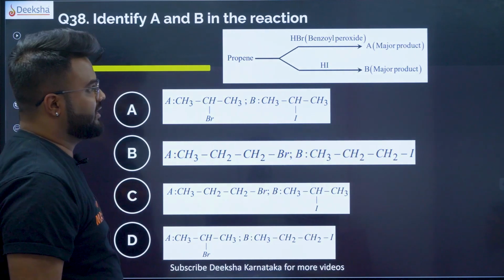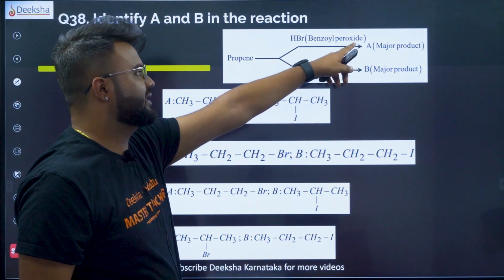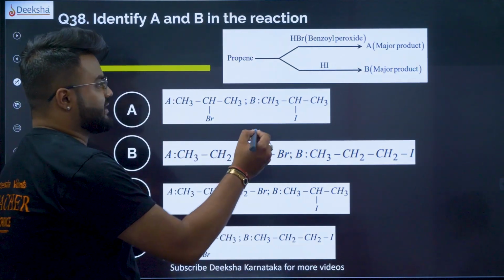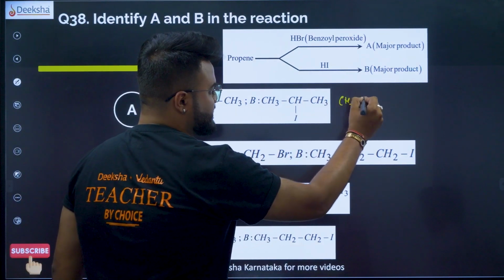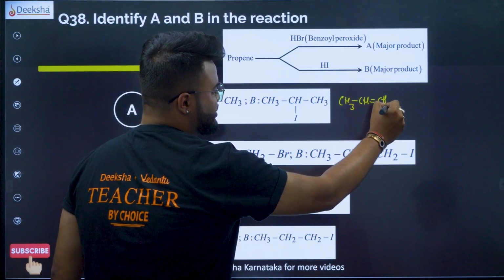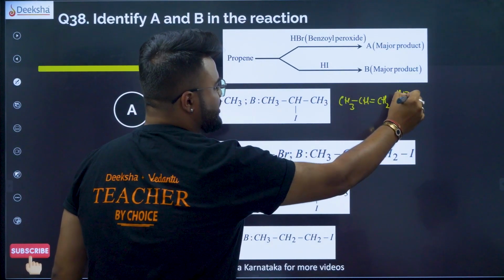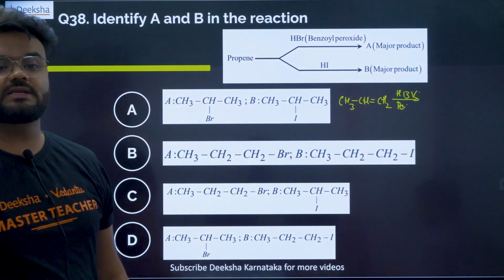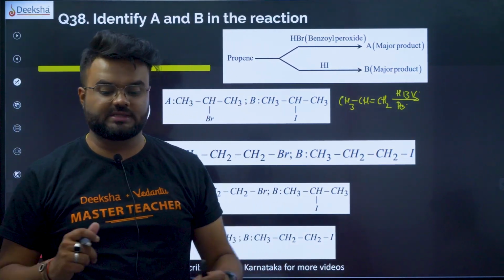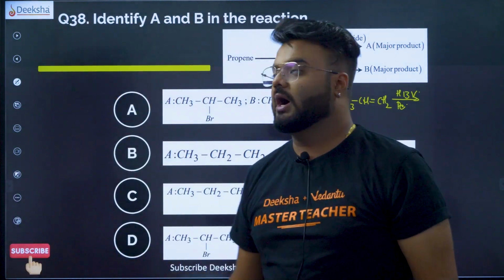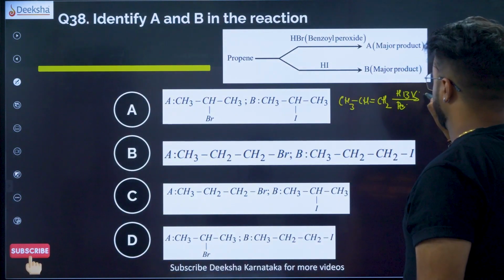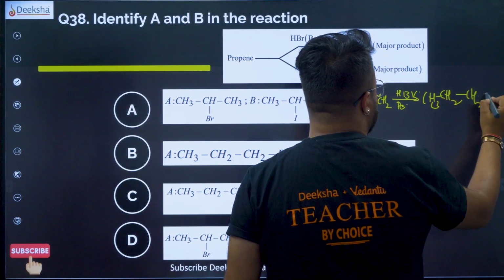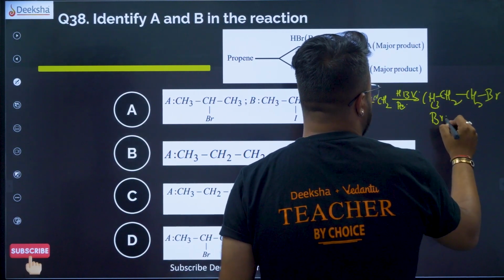Identify A and B, that is the major products, in the reaction. When propene, that is CH3, CH double bond CH2, reacts with hydrogen bromide in the presence of peroxide, what does it form? It forms a haloalkane. Therefore, CH3, CH2, CH2, Br, that is nothing but your bromopropane.